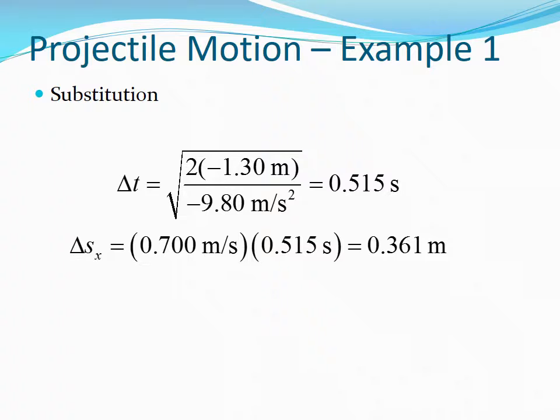Substituting what we know, delta t is 0.515 seconds. Delta s then becomes our horizontal speed of 0.700 meters per second times our time, 0.515 seconds, giving us a total distance of 0.361 meters to 3 significant figures.